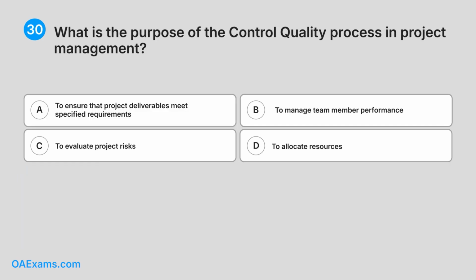30. What is the purpose of the control quality process in project management? A. To ensure that project deliverables meet specified requirements. B. To manage team member performance. C. To evaluate project risks. D. To allocate resources. What do you think is the answer?